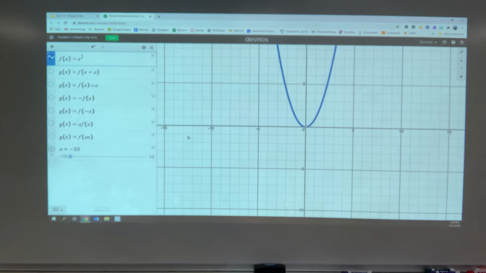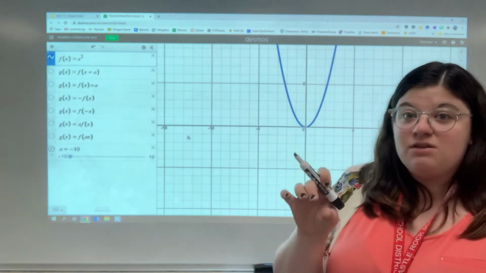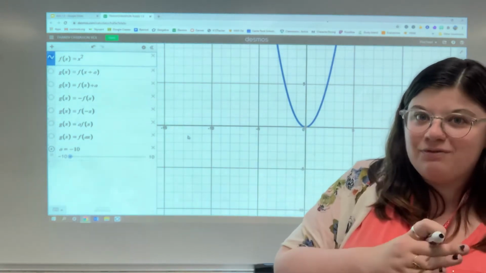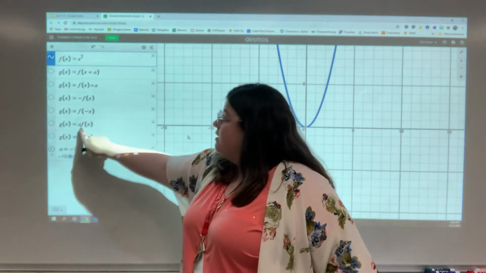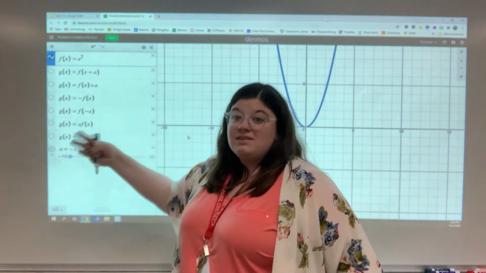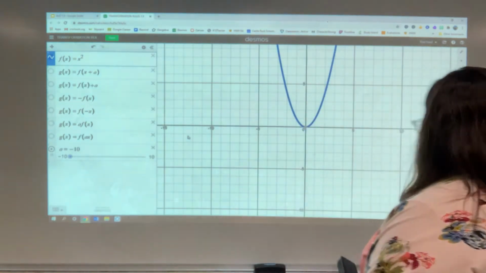All right, and then the transformation rule that we want to use is g of x equals 3 times f of x. So here I'm going to turn on this transformation and make sure that my parameter a is set to 3, and I should see something start to stretch.